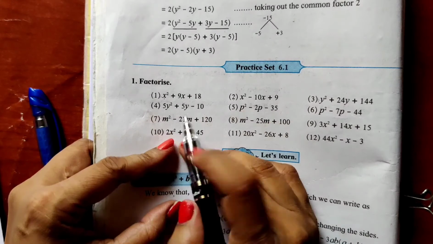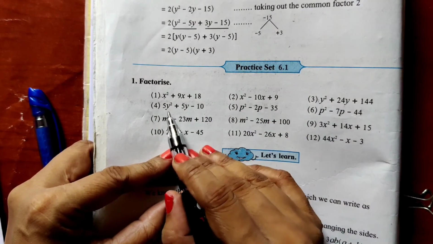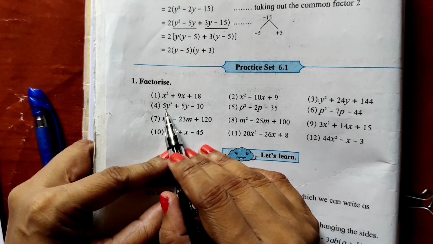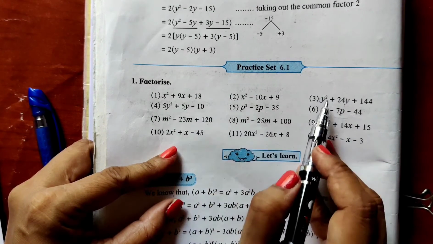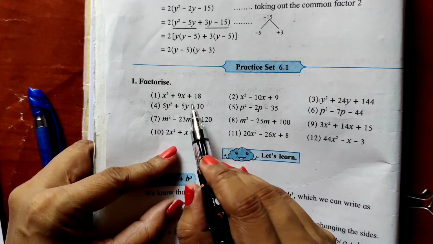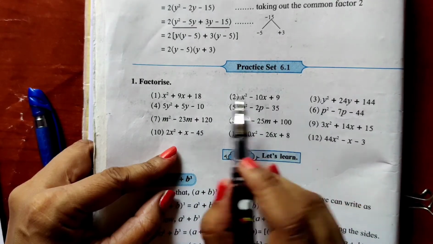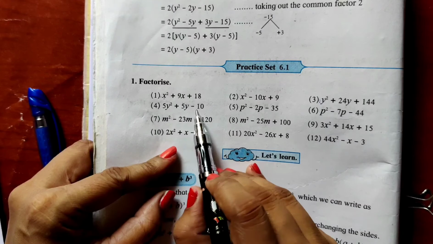Now let us see this fourth sum. If you observe the fourth sum carefully, you can see that first term is having coefficient which is bigger than 1, which is greater than 1. Here the coefficient is 5. In first, second and third term, we have seen that the first terms are not having any coefficient. That means the coefficient was 1 every time. Here we are getting coefficient greater than 1. So this sum we will solve afterwards.